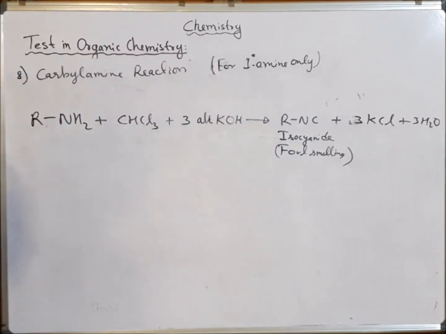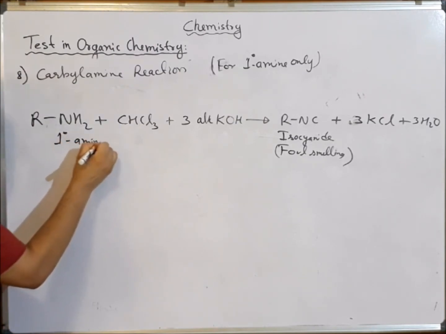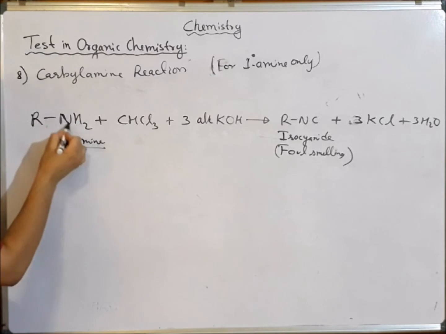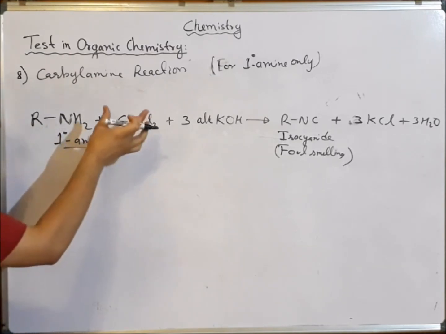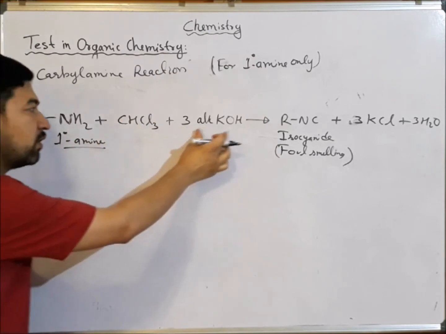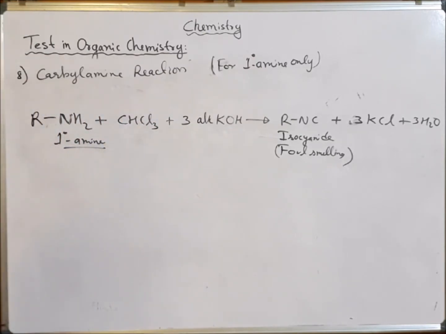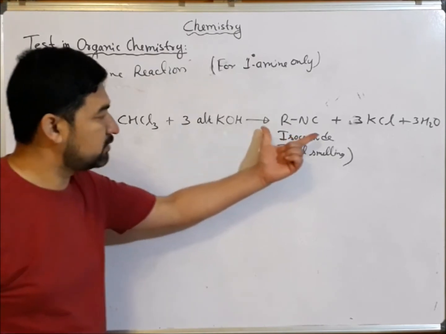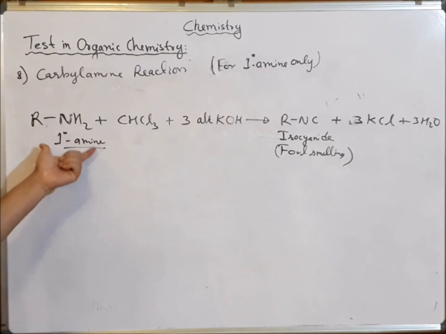If we have a primary amine, so this is primary amine. Why? Because nitrogen has a single alkyl branch. So it's a primary amine. When primary amine reacts with chloroform in the presence of alcoholic KOH, then isocyanide is formed. So it's foul-smelling. So remember, only primary amine gives this test.